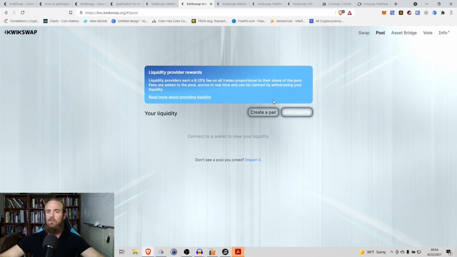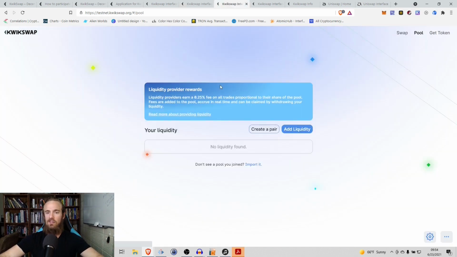So I have the ability of creating a pair here on Kwikswap, either for BSC or for Ethereum, and then I do have the ability of doing this on the Plasm testnet as well. Obviously, it's a testnet, so do keep that in mind.